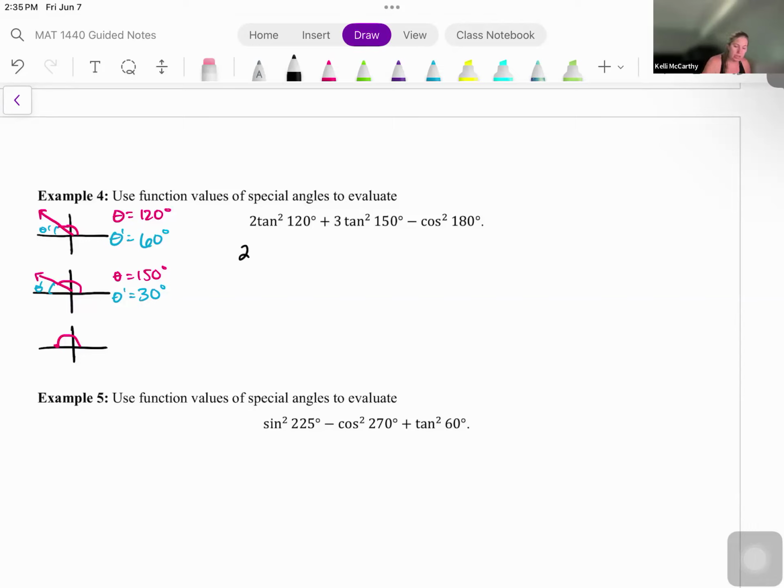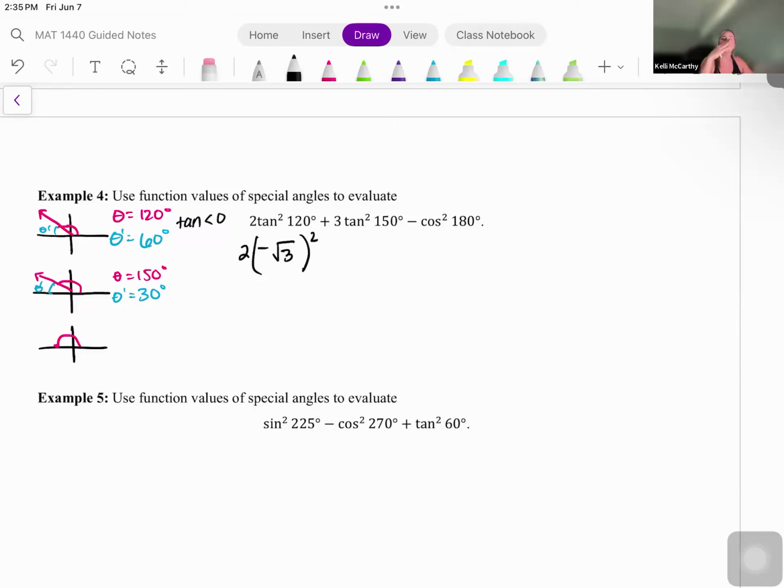So tangent of 120 degrees, well, let's think about our signs here. In the second quadrant, tangent is going to be negative. So this is going to be a negative value. And then we look at what is tangent of 60 degrees. Tangent of 60 degrees is the square root of 3. So this is the negative square root of 3.